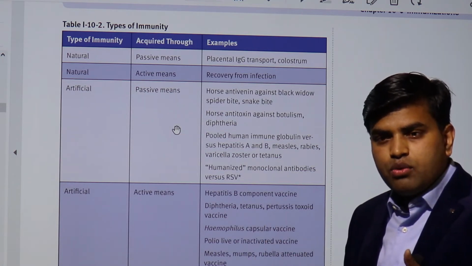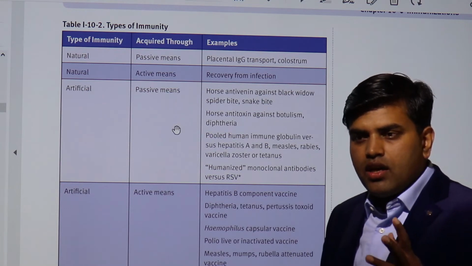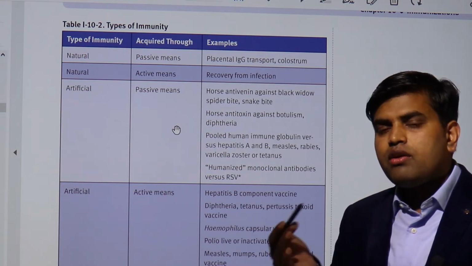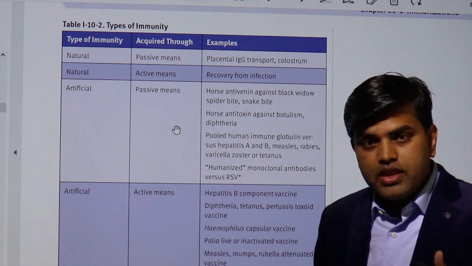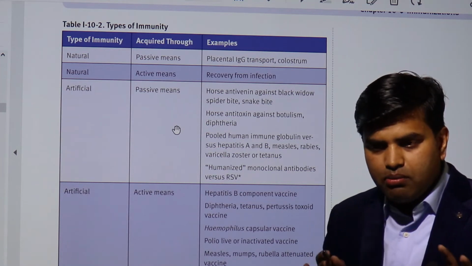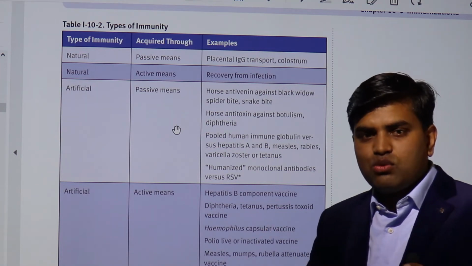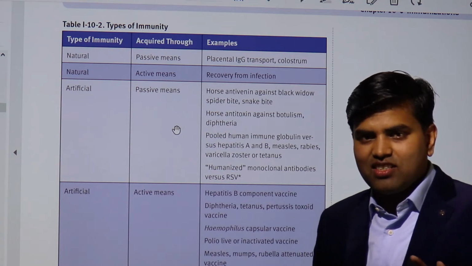So a mother who has been exposed to different diseases is actually good for the baby. If she has won against those diseases, it doesn't mean that the mother should get exposed and die due to the disease, not in that sense.